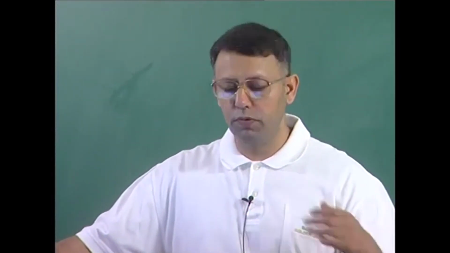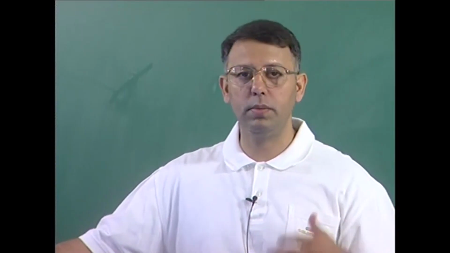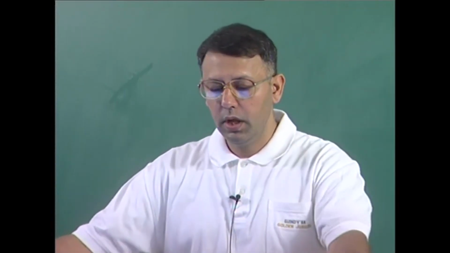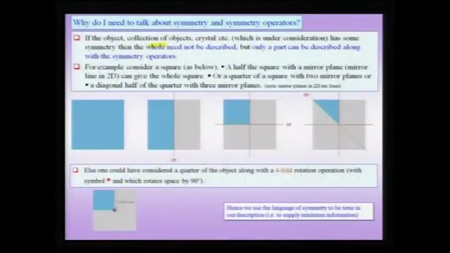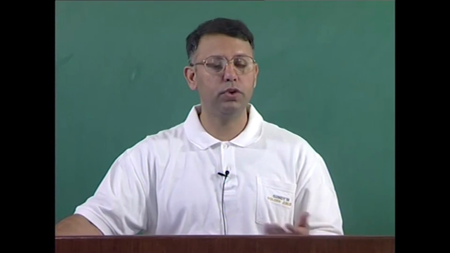Of course, the question we alluded to, we can ask more formally: why do I need to talk about symmetry and symmetry operators? If an object, for instance a crystal, or it could be another general object under consideration, has some symmetry, then we need not go ahead and describe the whole of the object. We can just describe a part of the object in conjunction with the symmetry operators, and I will get the whole object. In other words, I am conserving my information, or conserving my labor, in describing only part of the object in conjunction with the symmetry that the object has. Therefore, I will get an entire object without having to prescribe a lot of information.